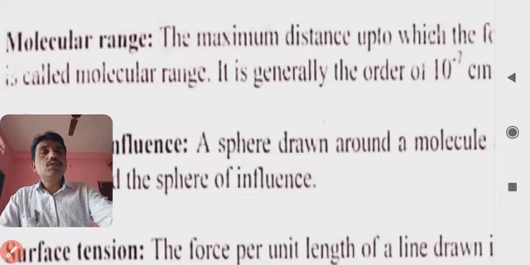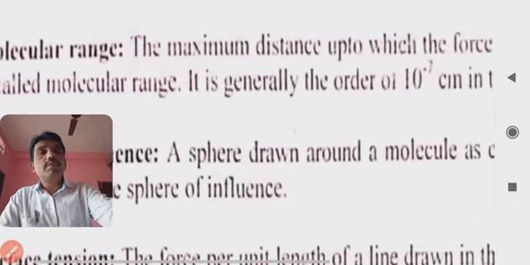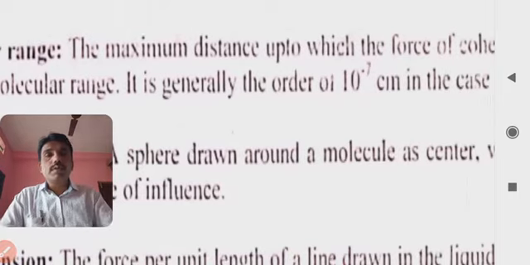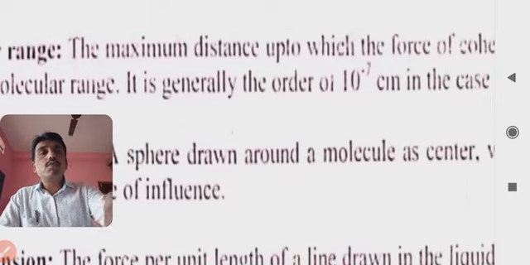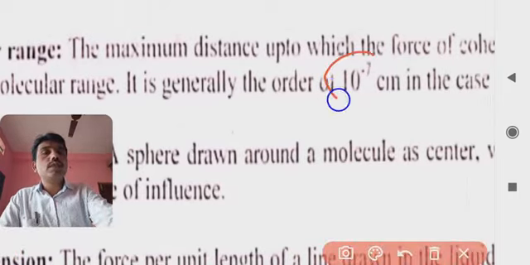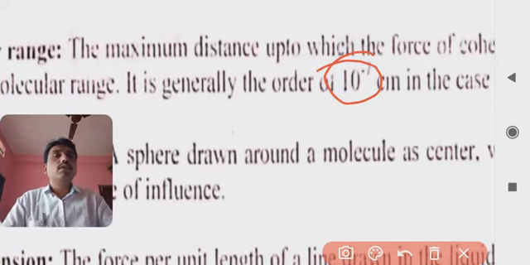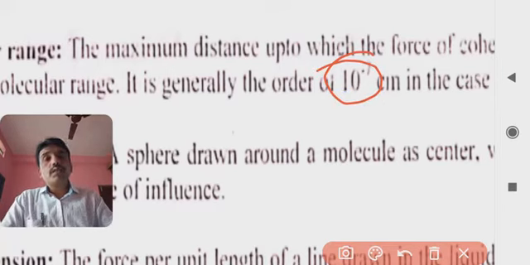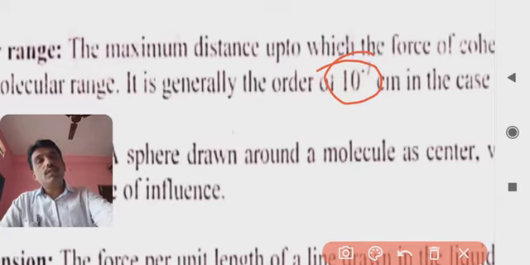In a simple way, it generally has the value 10 raised to minus 7 centimeter. एवढं कमी amount of the force of attraction we can say. The molecular range for cohesive substances is 10 raised to minus 7 centimeter, for solids and liquids as well. So this is very simple to understand, what molecular range means.